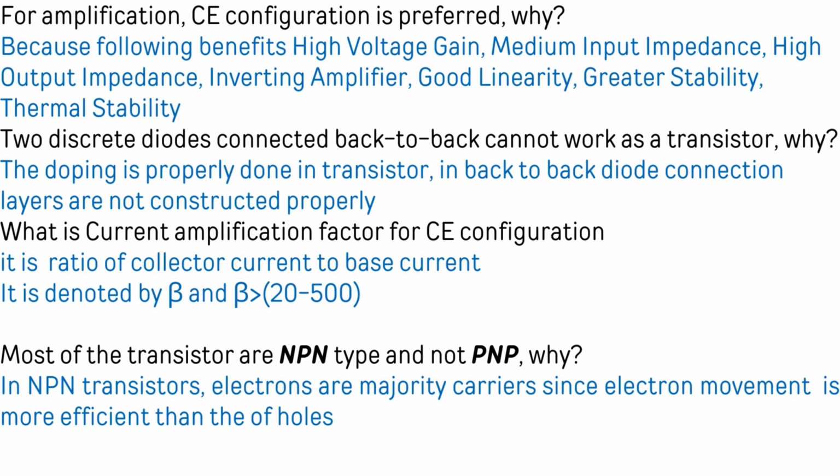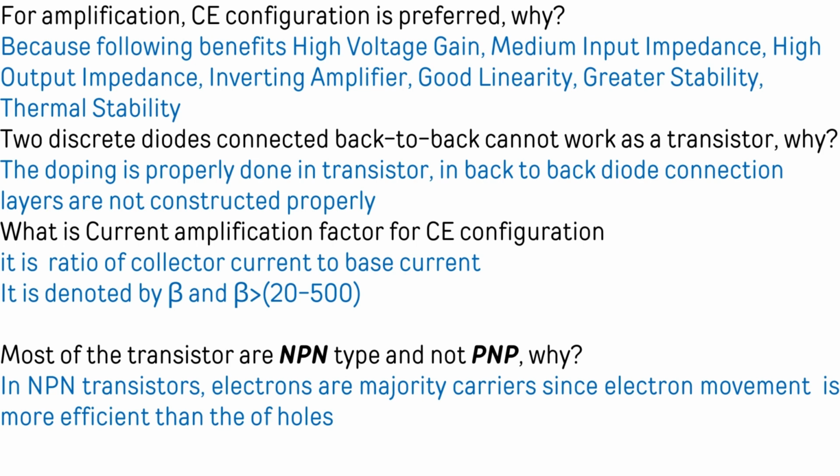Two discrete diodes connected back to back cannot work as a transistor. Why? The doping is properly done in the case of a transistor. In back to back diode connections, the layers are not connected properly. That's why the back to back connection is not preferred.